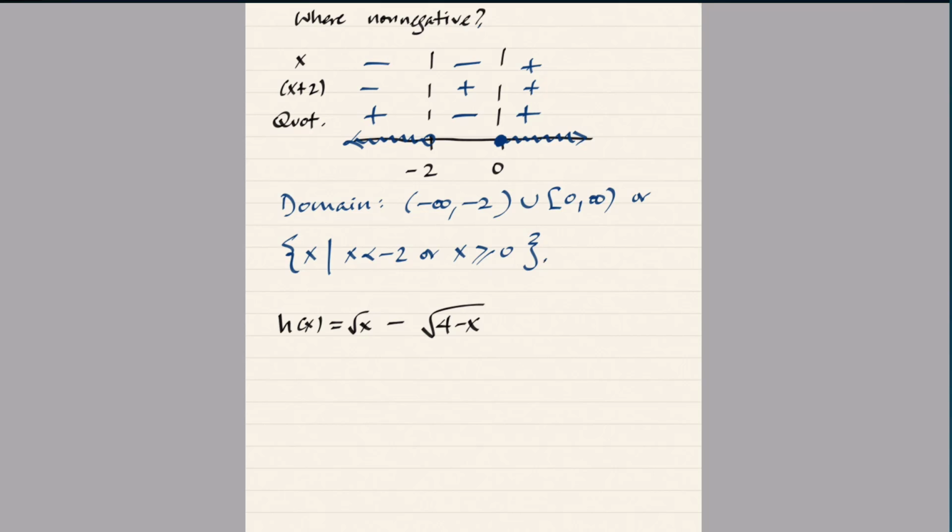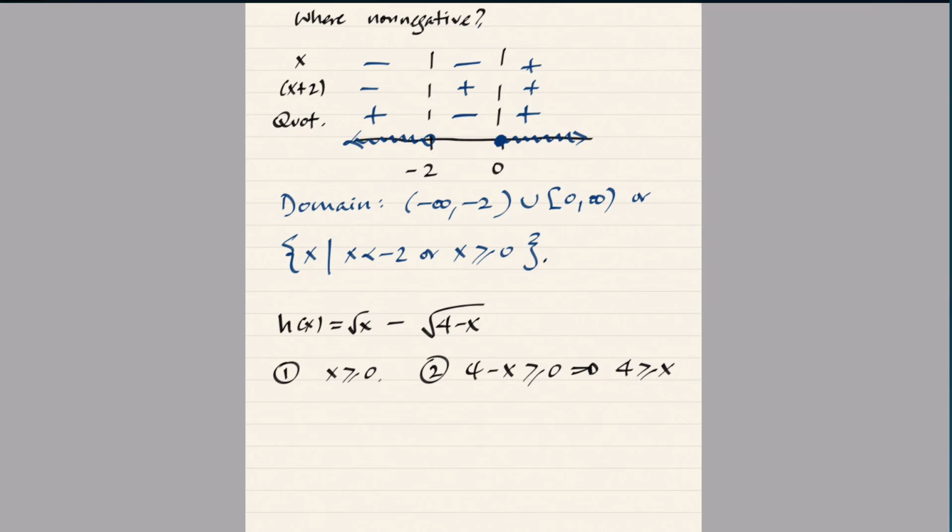So the first piece that we're looking at here is root x. Where is that going to be well defined? Well, we want the radicand to be non-negative, and the radicand is x, and so from the first piece, the first condition we get would be as follows. We want x to be greater than or equal to 0. For the second piece, the radical 4 minus x, we want the radicand to be non-negative. And so we want the quantity 4 minus x to be greater than or equal to 0.